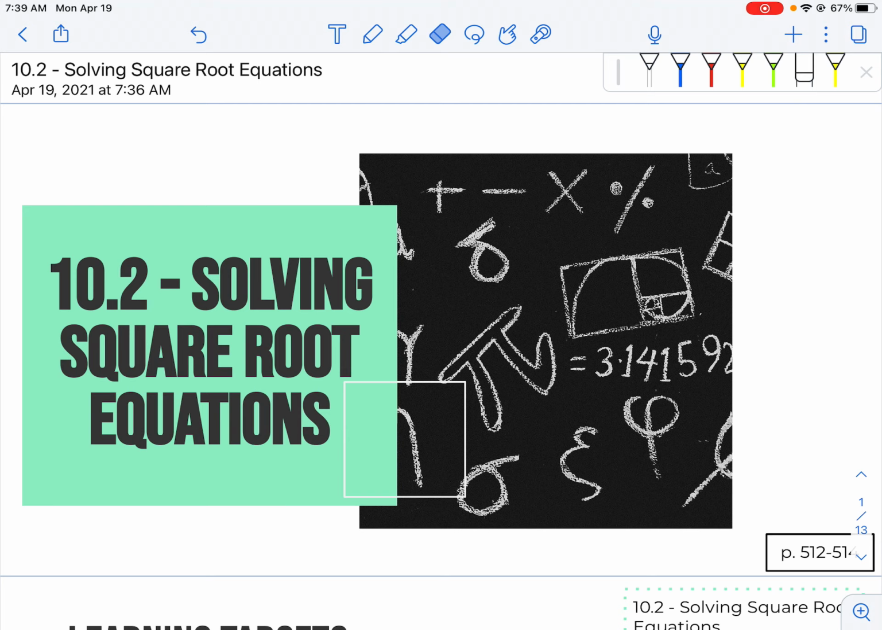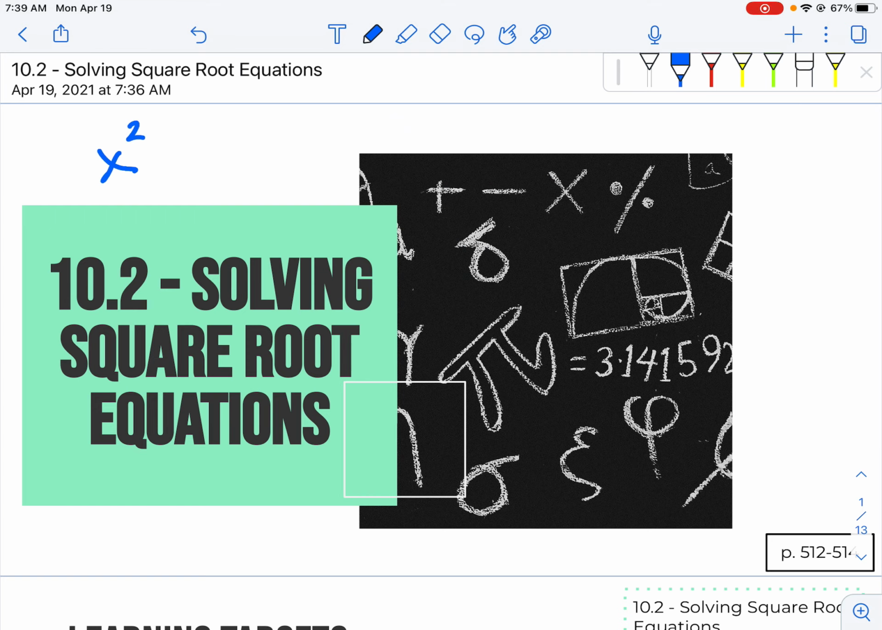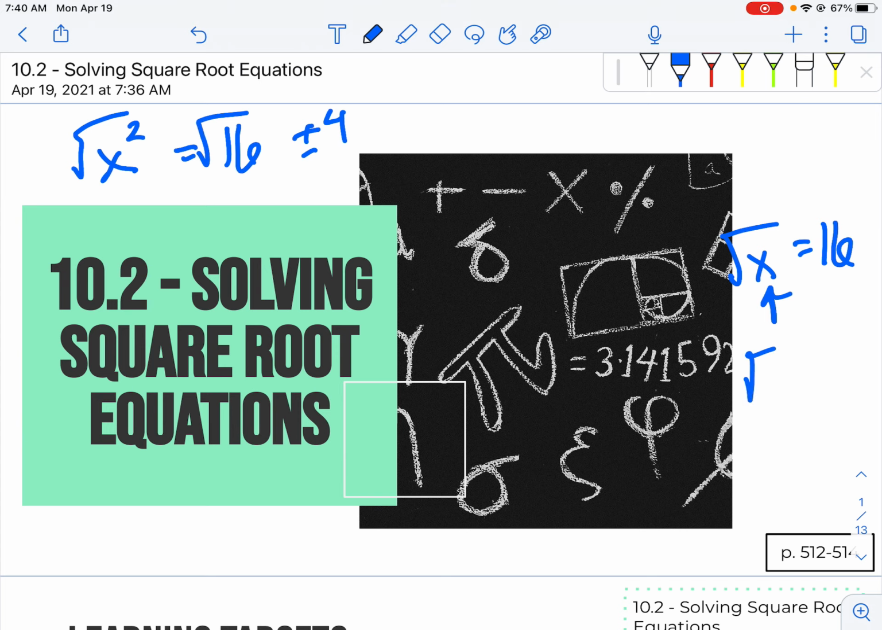Today we're looking at section 10.2, solving square root equations. In the past we have solved equations that have a square involved, like x squared equals 16, right? We've square rooted both sides and then we found that this is plus or minus 4. But today they're going to give us some type of equation that's the square root, and we're going to have to figure out how to solve for x in this situation.